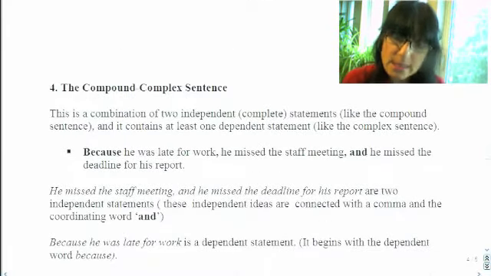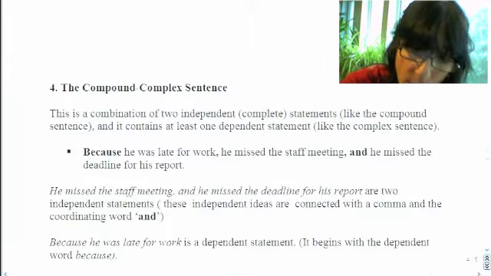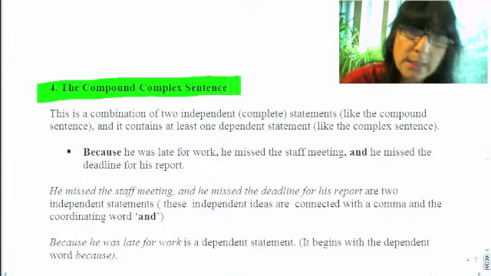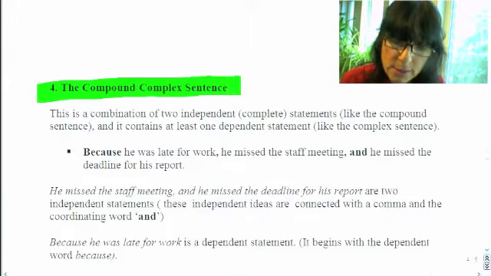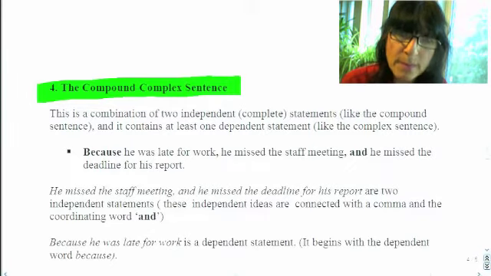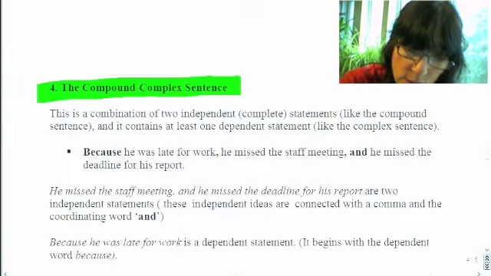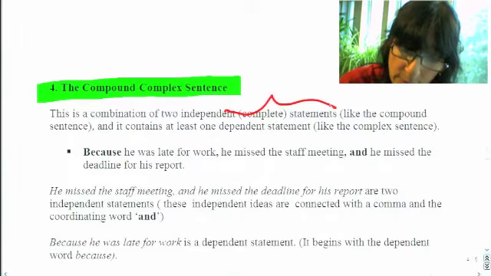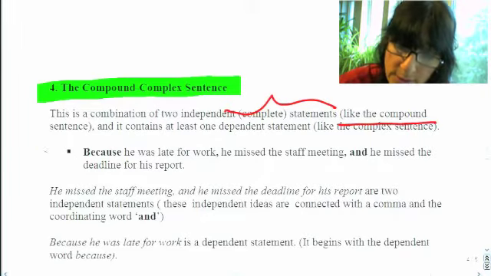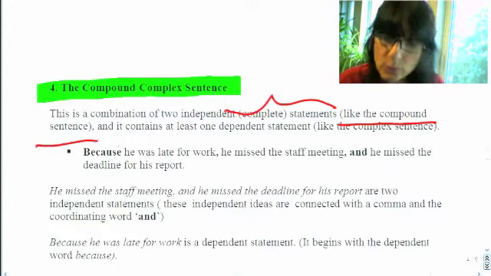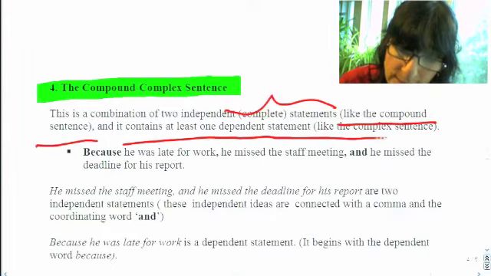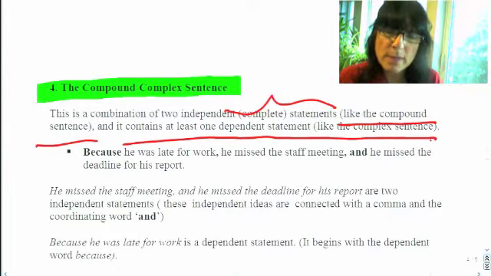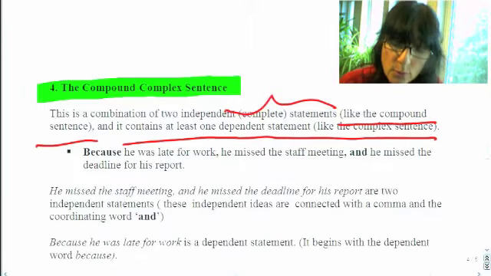Okay, and the last type of sentence is called the compound complex sentence, and that's exactly what the term is. It's a mixture, a combination of both a compound and a complex sentence. So it's going to have two complete thoughts, two independent thoughts, just like the compound sentence, and it will also contain one dependent idea, which makes it the complex sentence. So a lot of rules.